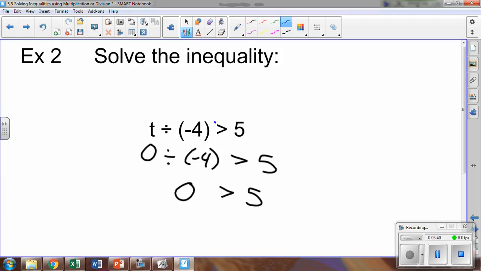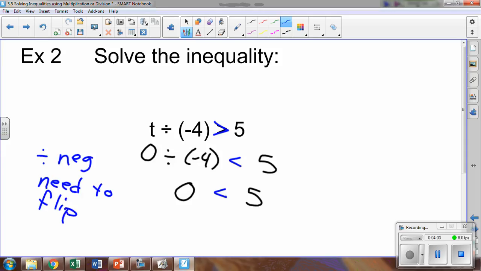However, if we took our original inequality and we flipped the direction from greater than, flipped to less than, 0 less than 5 actually is true. This shows us that when we divided by a negative, we need to flip our inequality. Greater than gets flipped to less than. Similarly, less than or equal to gets flipped to greater than or equal to.